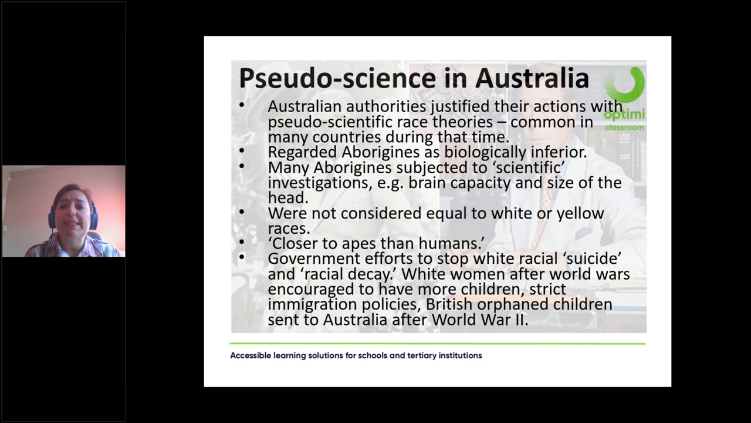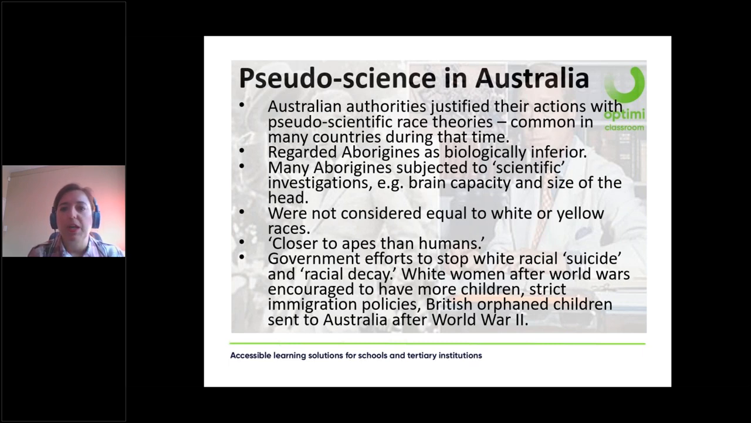They were not considered equal to white or yellow races. If we speak about yellow races, this would then include mostly your Asian populations that at this stage were also regarded as smarter and more superior species than black people throughout the world. Right, now they even went as far in Australia to say that Aborigines were closer to apes than to humans. And again, they would do a lot of biological experiments.